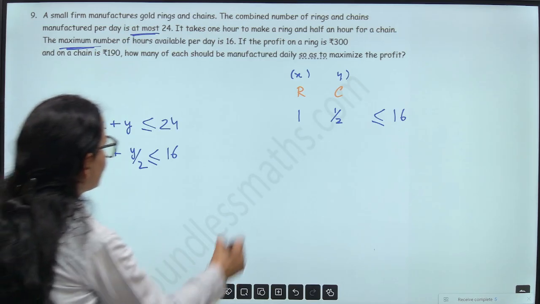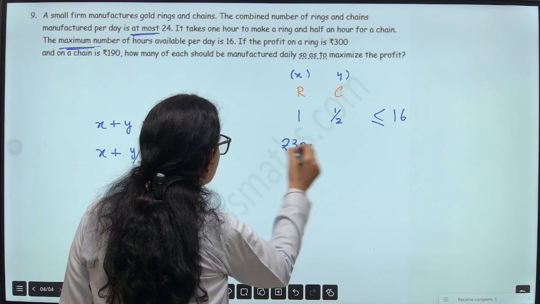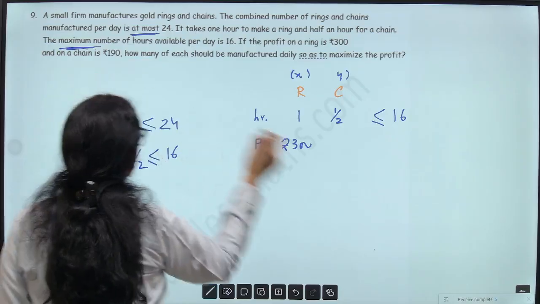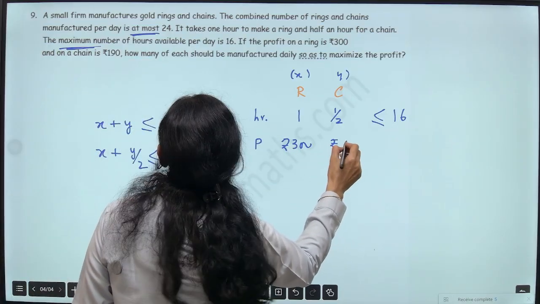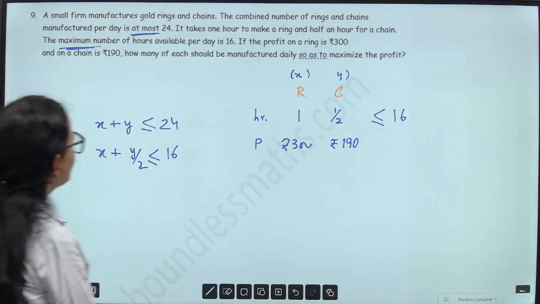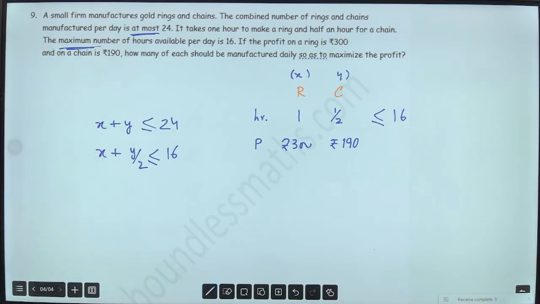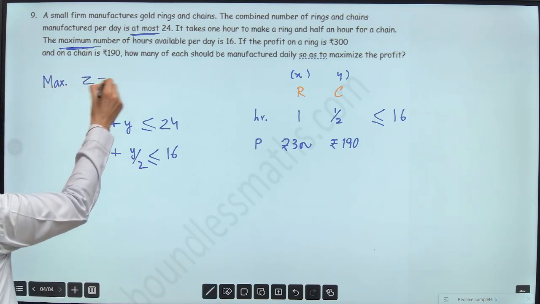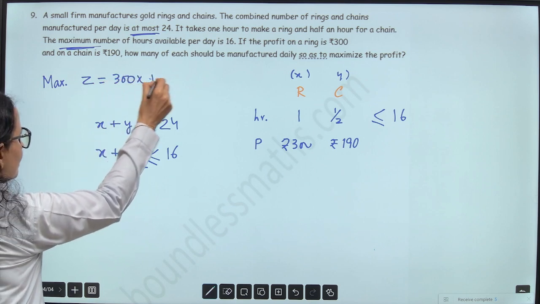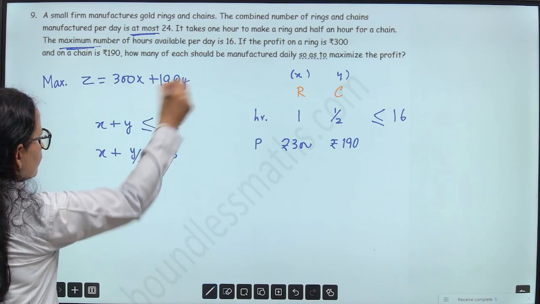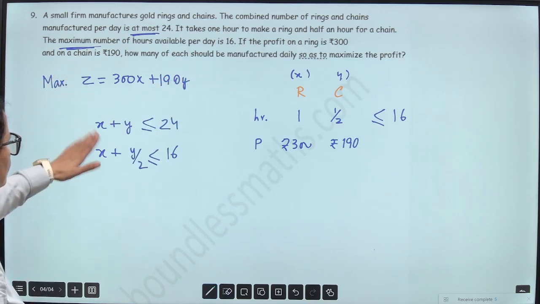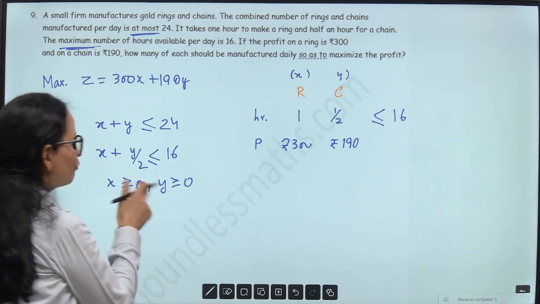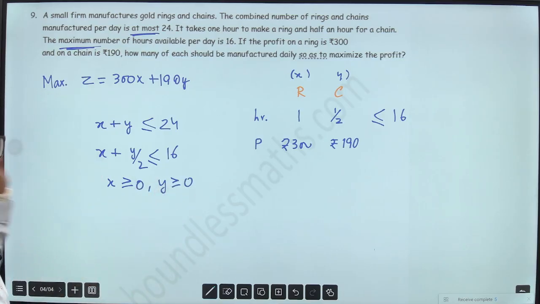If the profit on a ring is rupees 300, so the profit here is, this is profit, this is the number of hours. Profit is rupees 300 and on the chain it is rupees 190. How many of each should be manufactured so as to maximize the profit? So the objective function is to maximize 300x and 190y, right? So this is the objective function. These are the explicit constraints. Do mention the implicit constraints, otherwise you lose a half mark just for not writing the implicit constraints.